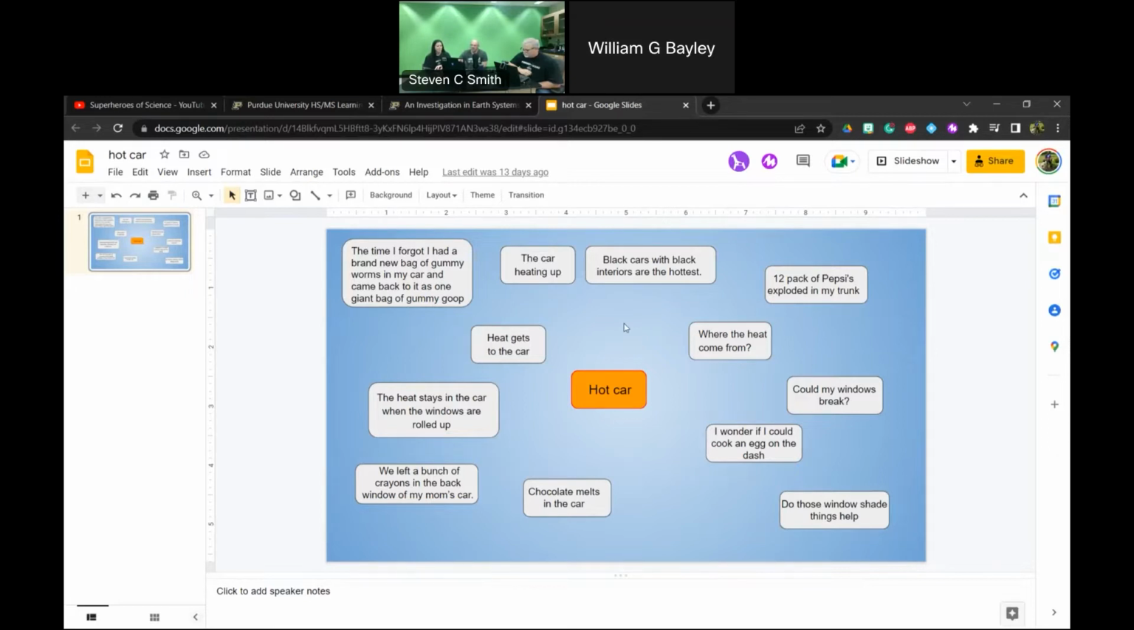a car heating up? I got everything from stories about crowns melting and chocolates melting. Someone asked me if you could cook an egg on a dash. Could it break my windows? Yes, it could, by the way. That story later. Someone's Pepsi exploded in there. Should have been drinking Coke. It wouldn't happen. It still happened. But there were other questions, you know: what is the car heating up? How's heat getting into the car? Where does heat come from? And do window shades help? That'd be a good thing to investigate. And someone talked about their gummies.